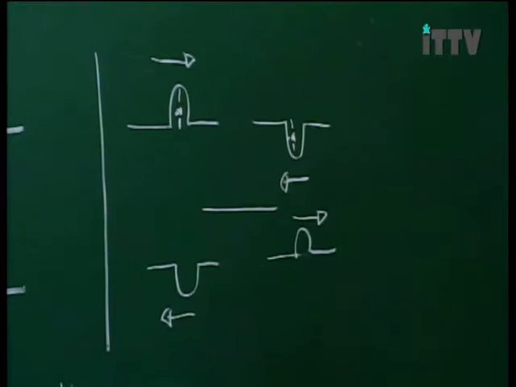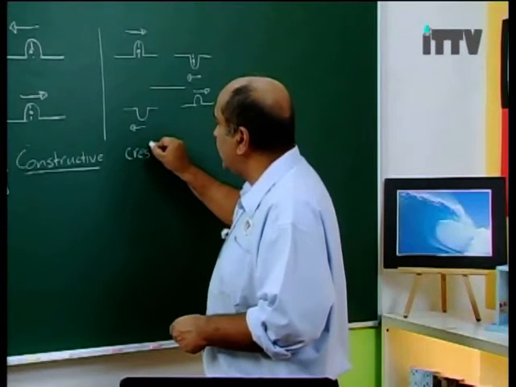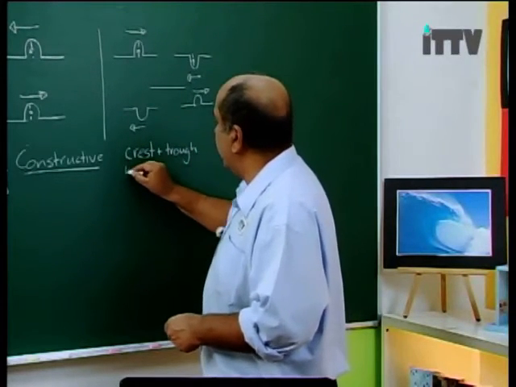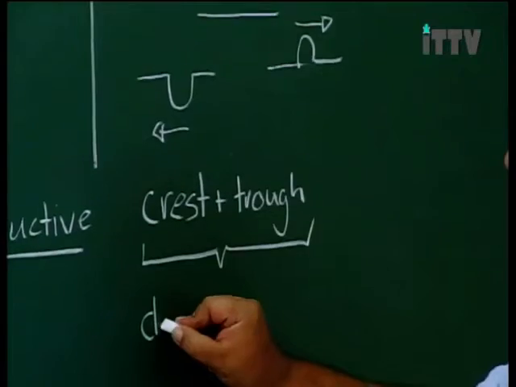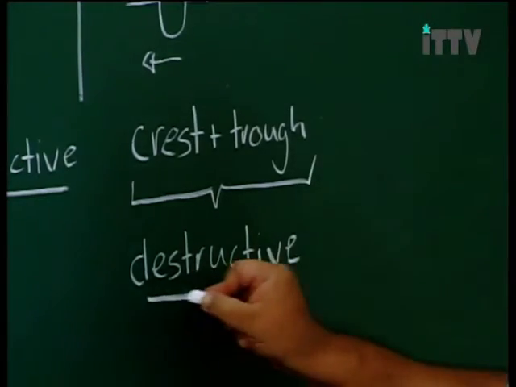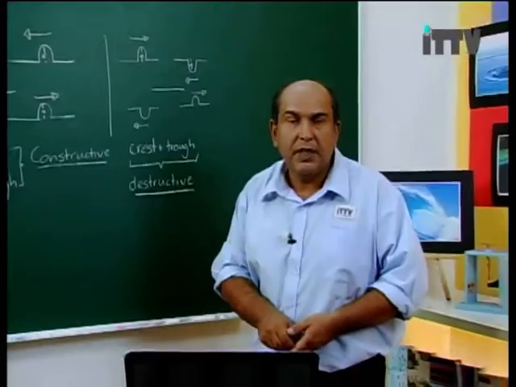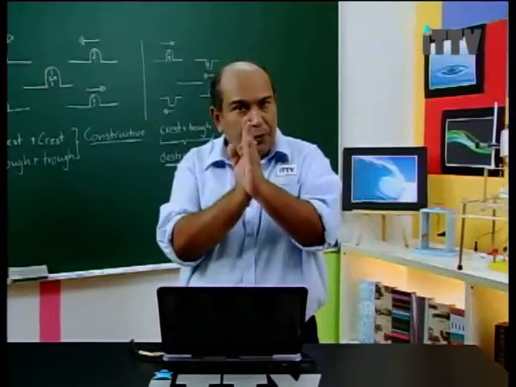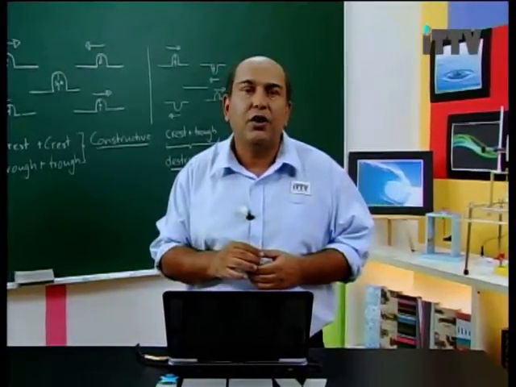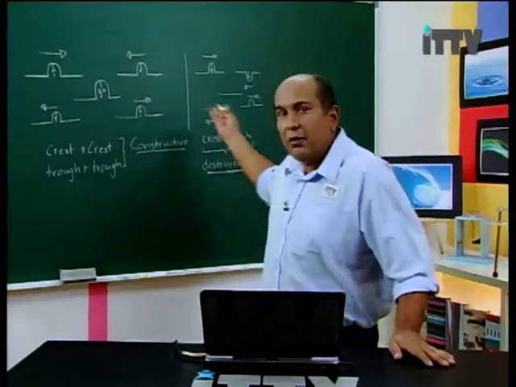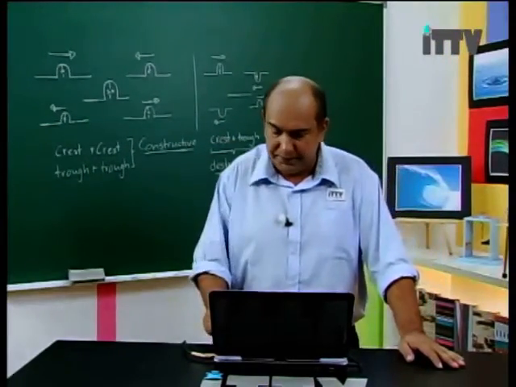So what we get is destructive interference. To get destructive interference, we must have a crest meeting a trough. And if we get this, we get destructive type interference. Remember, superpose means it is the sum of the displacements. So when they superpose on each other, it's the sum of the displacements of the two waves. If they're in phase, we get constructive, and if they're out of phase, we get destructive.